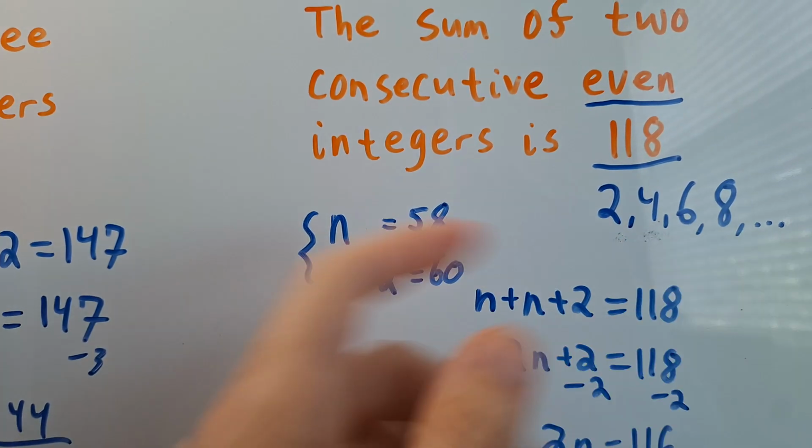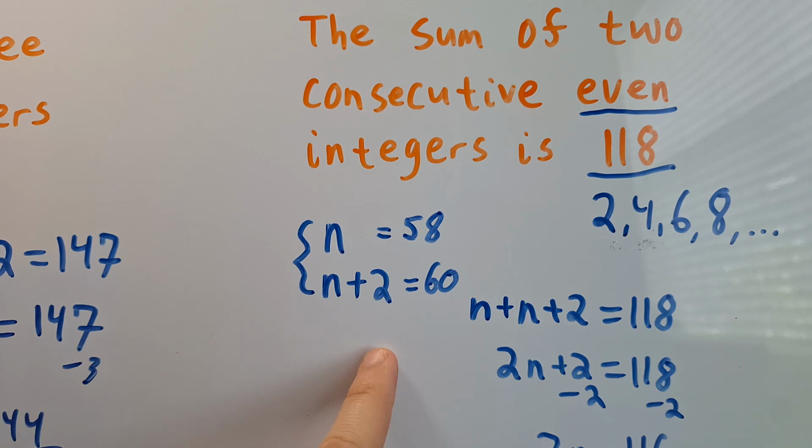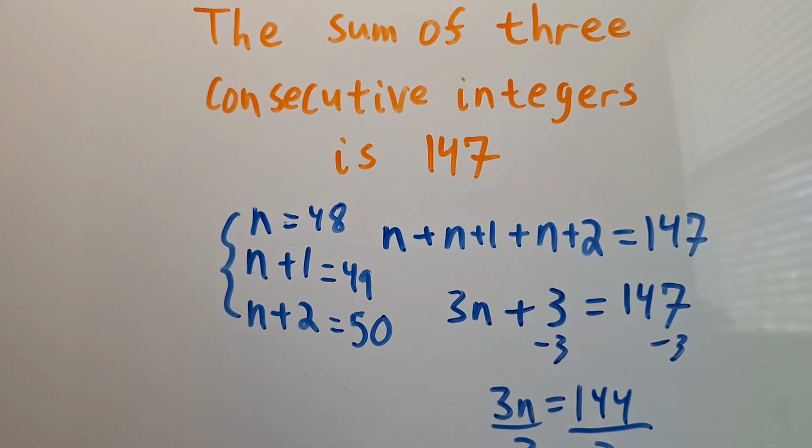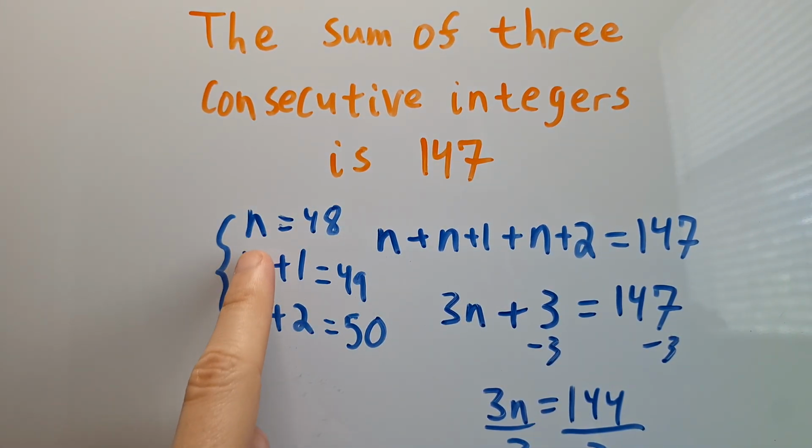And again, this same setup can also work for consecutive odd integers, because 1, 3, 5, 7, 9, and so on, they're all separated by a value of 2. So consecutive even and consecutive odd integers can be set up the same way, versus the standard consecutive integer where you're separated by a value of 1.